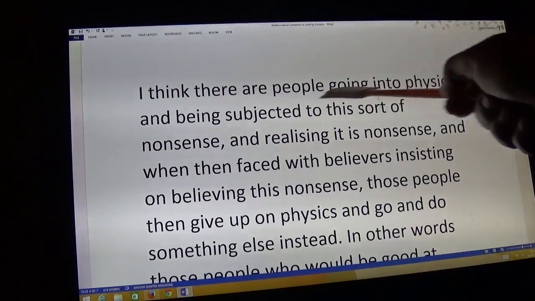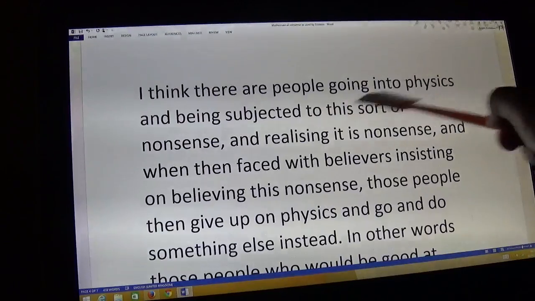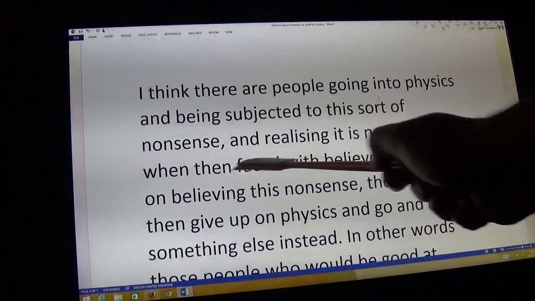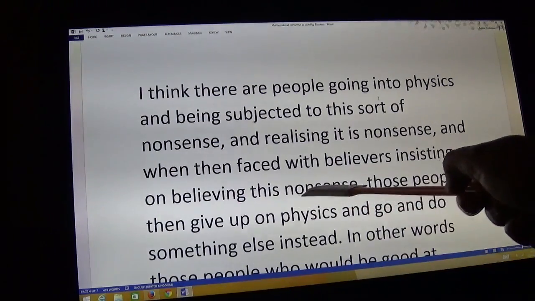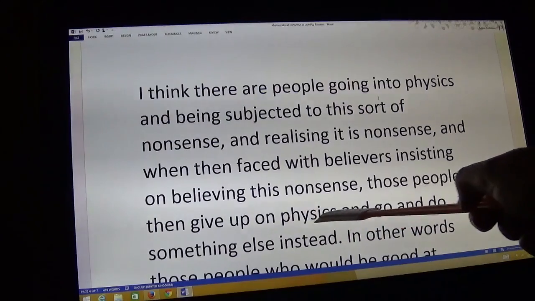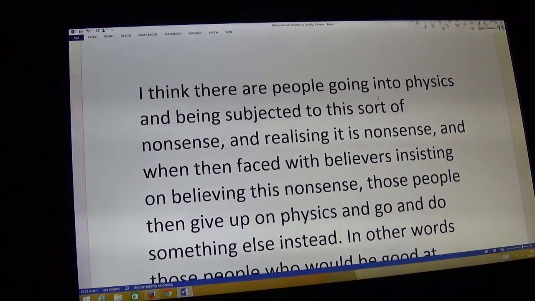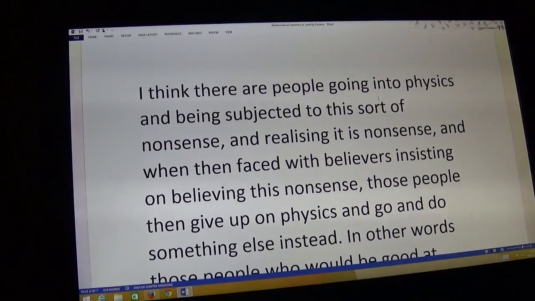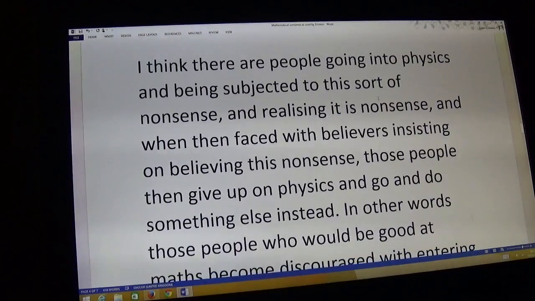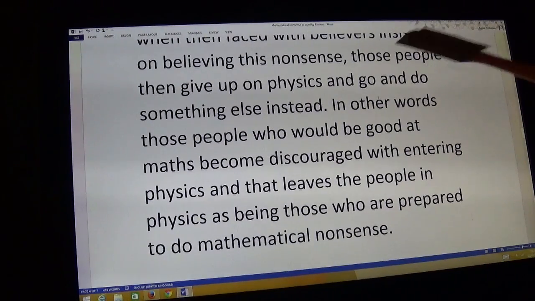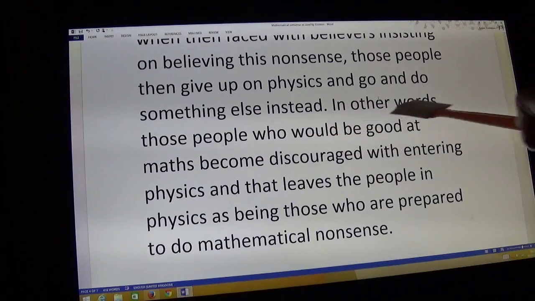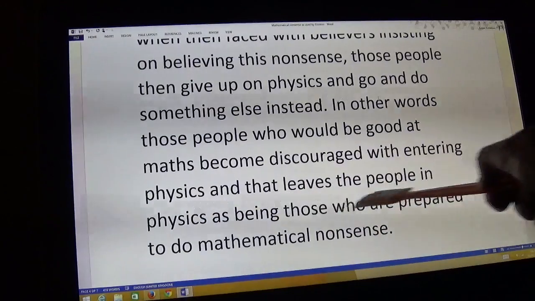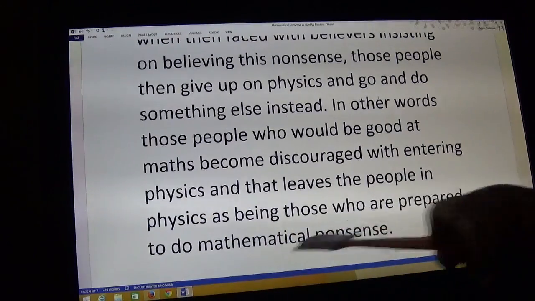I think there are people going into physics and being subjected to this sort of nonsense in the maths and realising it is nonsense, and when they are faced with believers insisting on believing this nonsense, those people then give up on physics and go and do something else instead. I.e., this nonsense is acting as a block to sensible people coming into physics. In other words, those people who will be good at maths become discouraged with entering physics, and that leaves the people in physics as being those who are prepared to do mathematical nonsense.